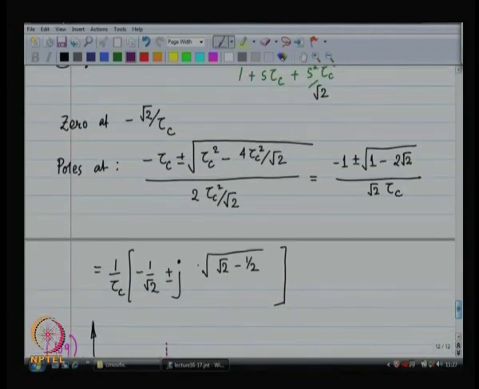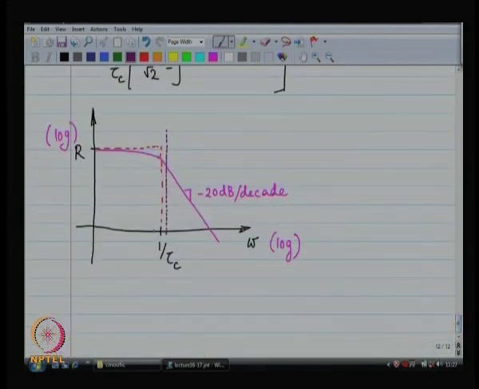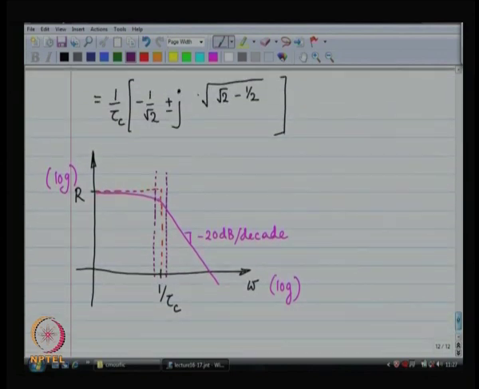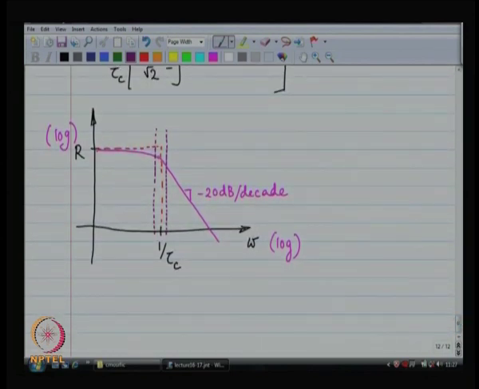Where are the two poles? The two poles will show their effect at a frequency which is root 2 times less than 1 by tau c. So, the two poles are going to show their effect somewhere over here. In the Bode plot, the real part is what matters, right. So, this is the story.